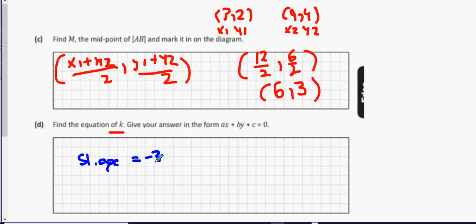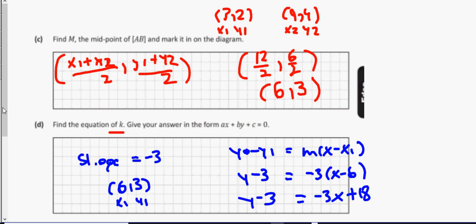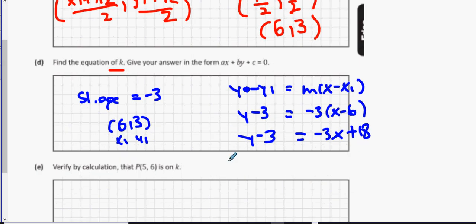And we know the point is (6, 3), is it, Charlie? Yep. So we use y minus y1 equals m into x minus x1. y minus 3 equals minus 3 into x minus 6, which is minus 3x plus 18. It wants it all over to one side, with 0 on the right hand side, doesn't it? Move it all over, you get 3x plus y minus 3 minus 18, which is minus 21.